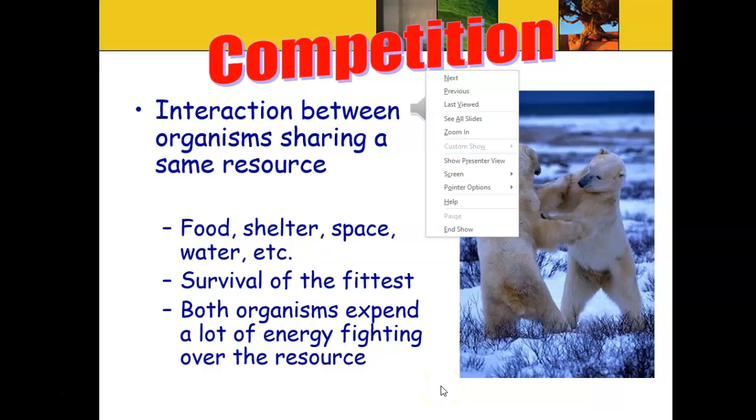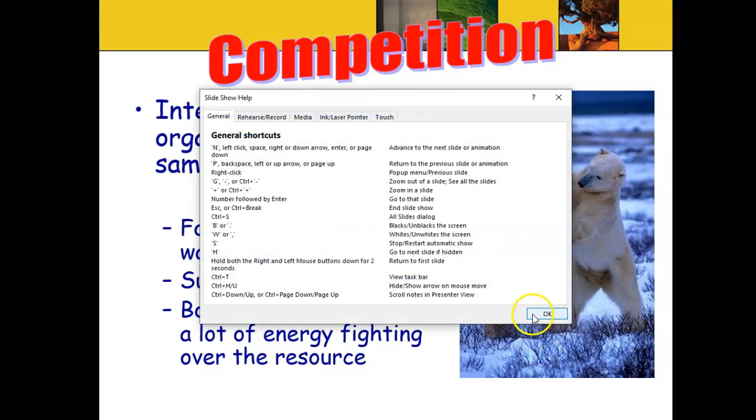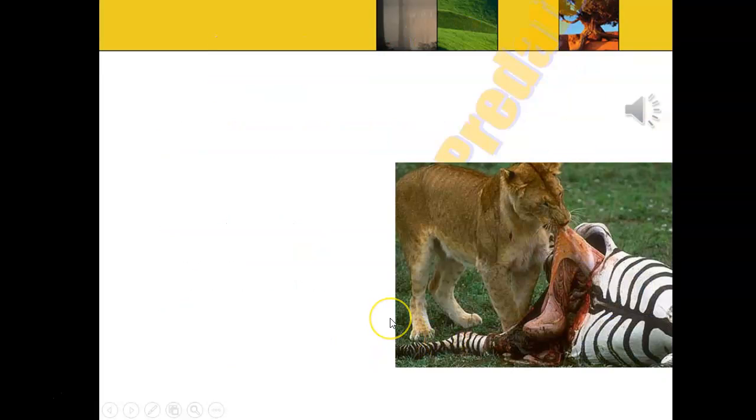Nobody wants to compete. Even the winner doesn't want to compete because it's a waste of their time and energy. Both organisms expend a lot of energy fighting over the resource, and they don't want to. They would rather spend their energy reproducing, honestly. That's the ultimate goal of every living thing, is to reproduce. So if they're wasting their time and energy competing, then they aren't using that time and energy to reproduce. So organisms, winners or losers, do not like competition.